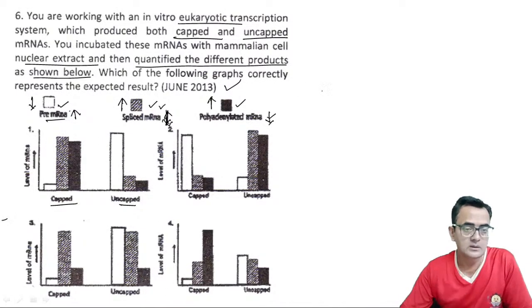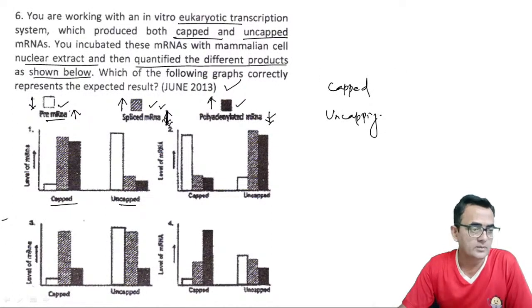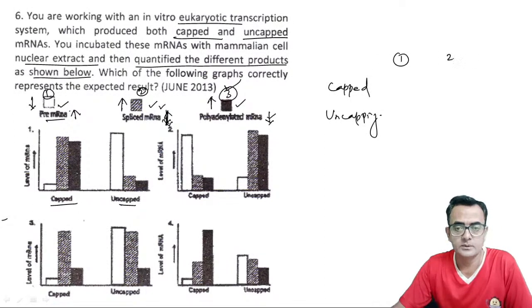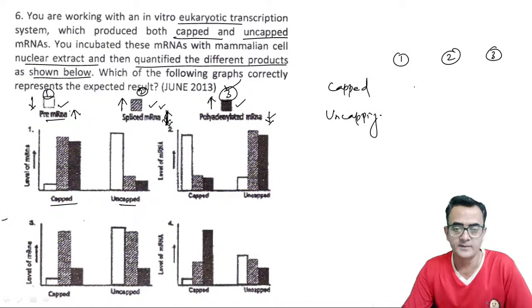In the capped condition, here we write: if we talk about capping and here about uncapping, we suppose this is the first, this is second and this is third. So this is first, this is second and this is third. The first is the pre-mRNA, second is the spliced mRNA and third is the polyadenylated mRNA, right?